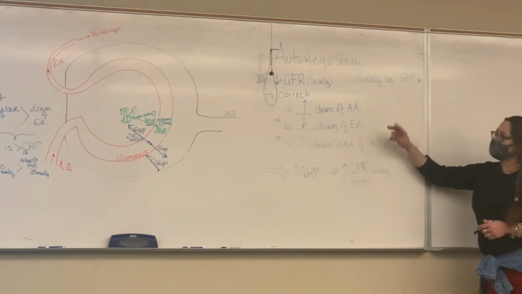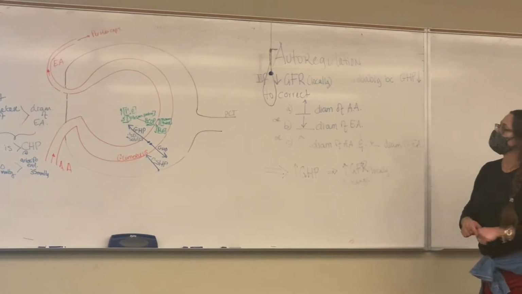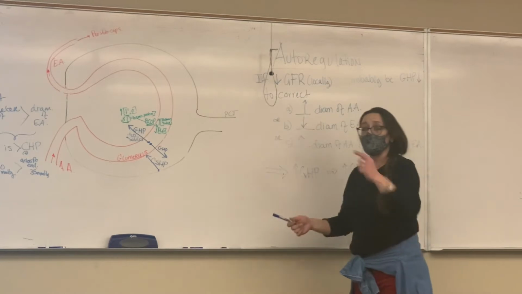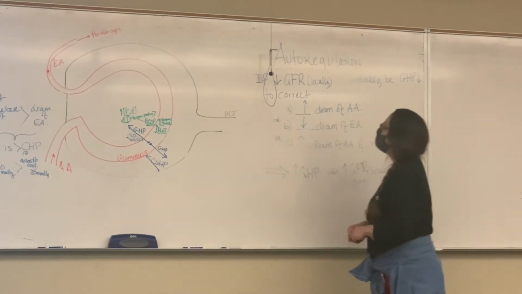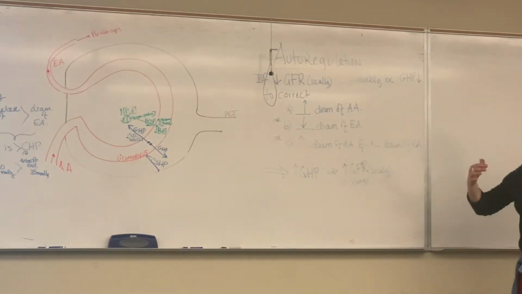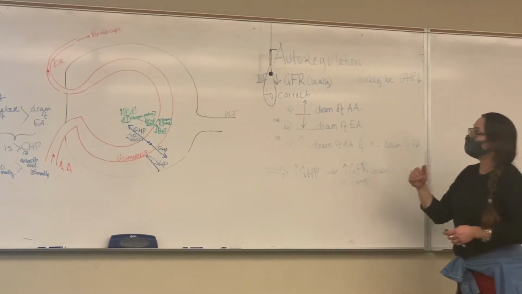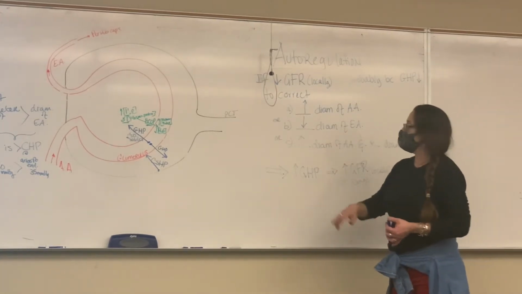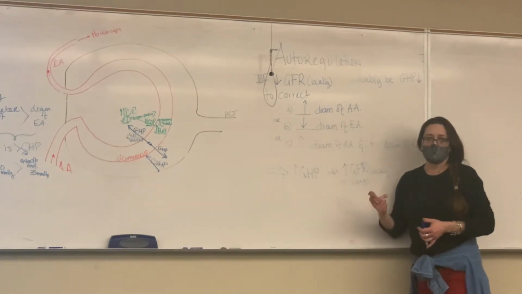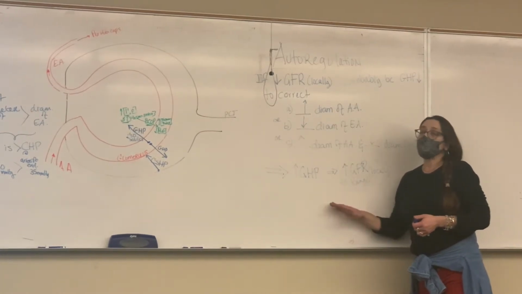And to do the flip, you just flip your arrows, okay? So if your glomerular filtration rate locally is a little too high, we're gonna say that's probably because the glomerular hydrostatic pressure is a little too high, and we wanna lower it, and we just flip our arrows. Questions on autoregulation?